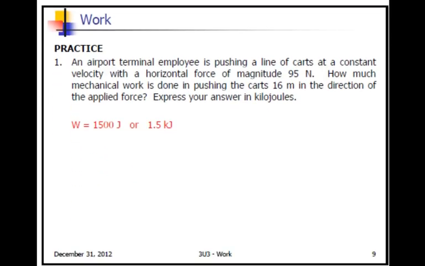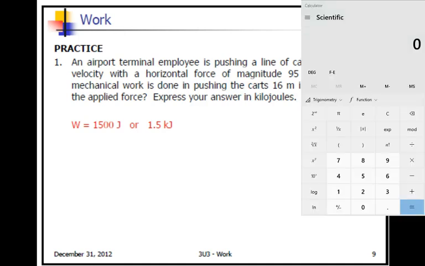Here's a quick question. It says an airport terminal employee is pushing a line of carts at a constant velocity with a horizontal force of magnitude 95 newtons. How much mechanical work is done in pushing the carts 16 meters in the direction of the applied force? And they want us to express this in two ways, one using joules and one using kilojoules. And you will find sometimes with work, the work done will be large enough that expressing it in kilojoules is important, and you might be asked to do that.